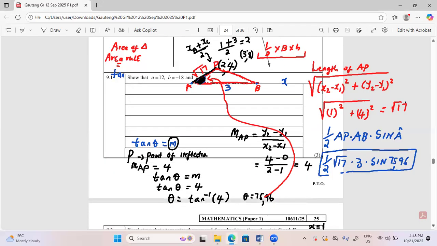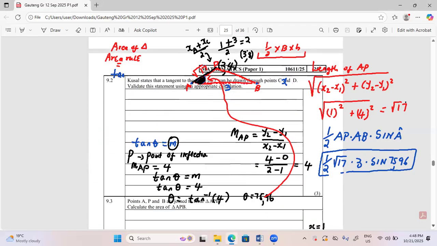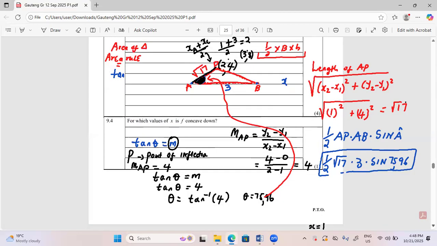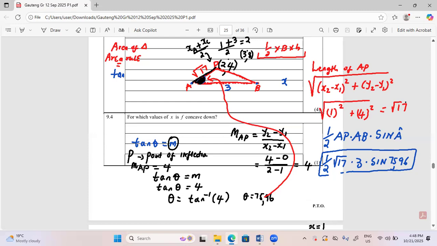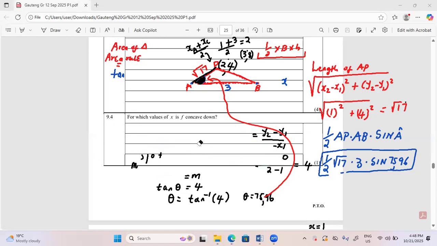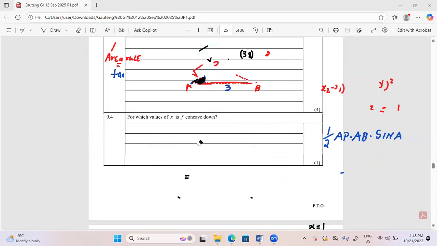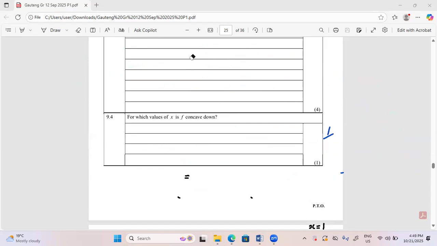So let us go to the question. We were at 9.3, now we are at 9.4. For which values of x is f concave down? This is a very interesting question. For which values of x is f concave down?